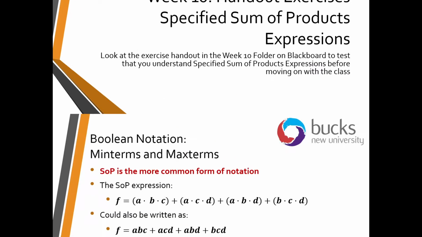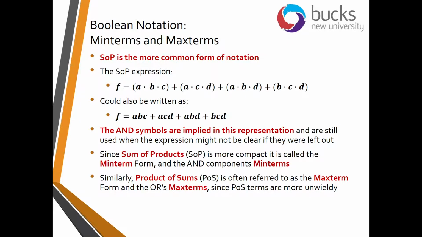Okay, so back in the presentation, yeah, so Boolean notation, we have min terms and we have max terms. So sum of products is the more common form of notation. So in sum of products expression, we'd be going f equals, like we have here, f equals a and b and c, or a and c and d, or a and b and d, or b and c and d, which we could also write as f equals abc, or acd, or abd, or bcd. Notice we can remove the dots basically. So if two letters are next to each other, we assume that it's and.